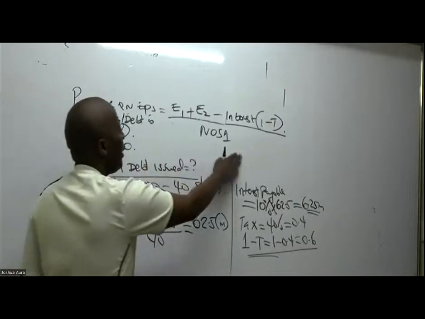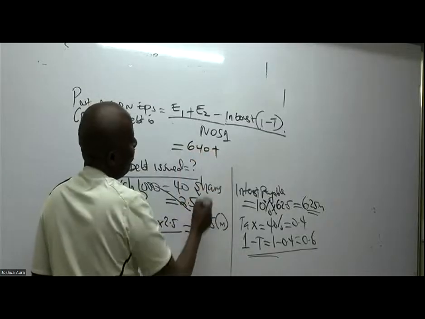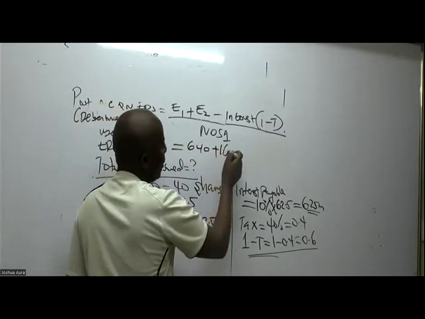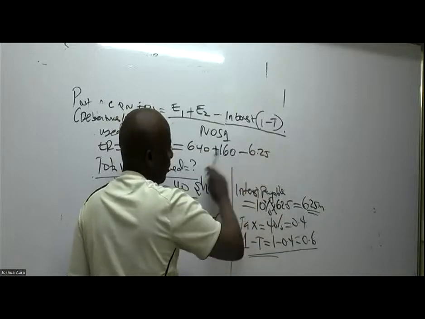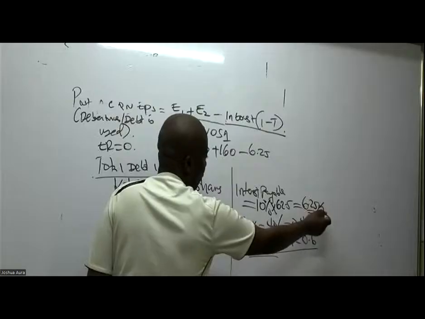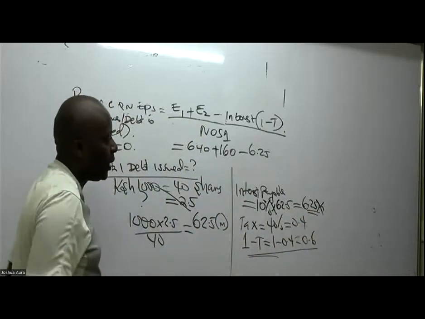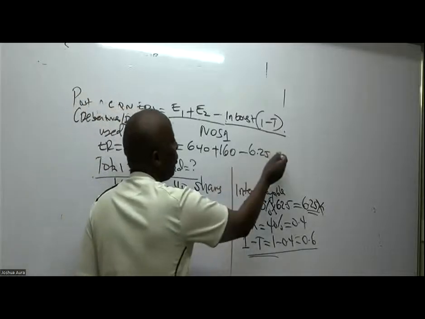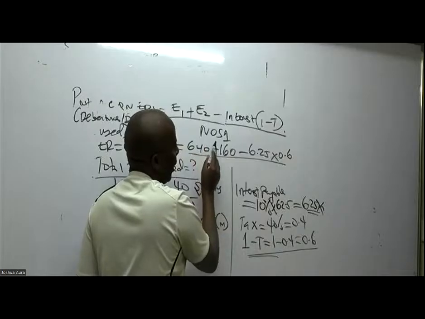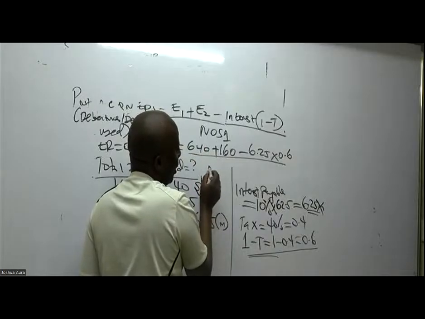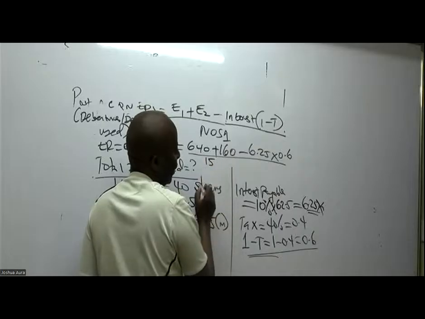Now come and plug in the figures here. Earnings of company one is 640, plus earnings of company two, 160, minus the interest, where you have given me a figure of 6.25. Please forget the millions, lest they confuse you. All our figures are in millions. Before dividing, I have the 1 minus tax, which gives me 0.6. Number of ordinary shares of company one, you had given me a figure of 15.